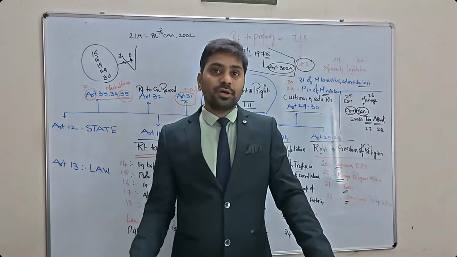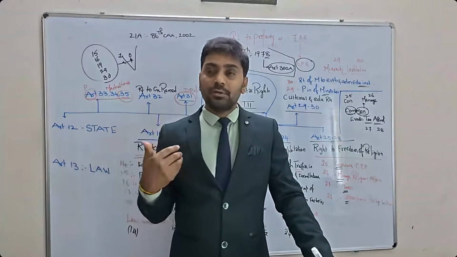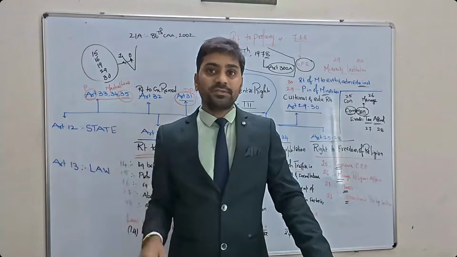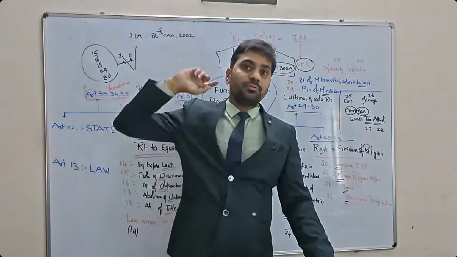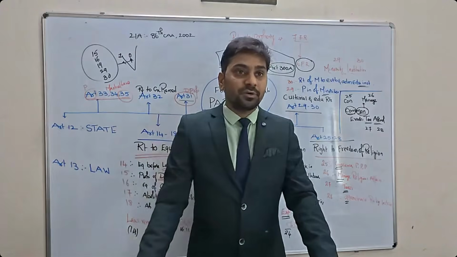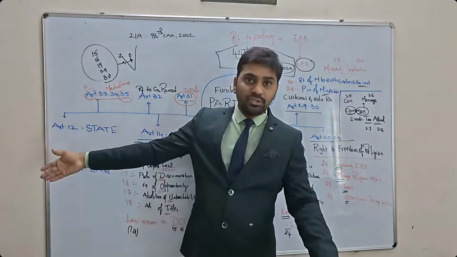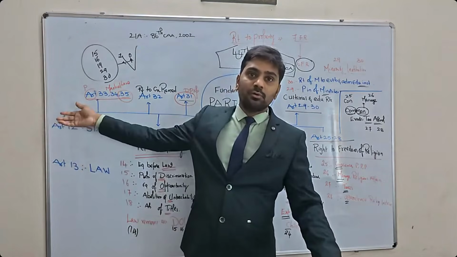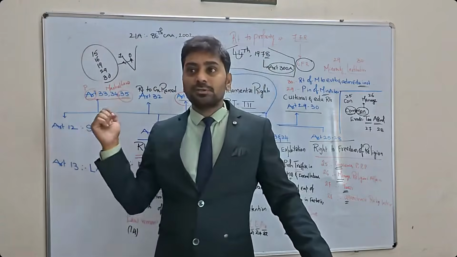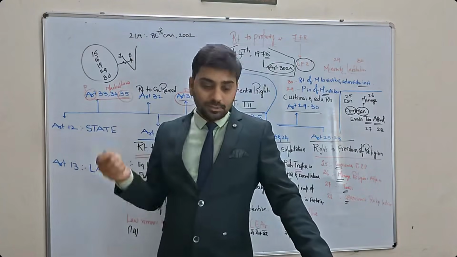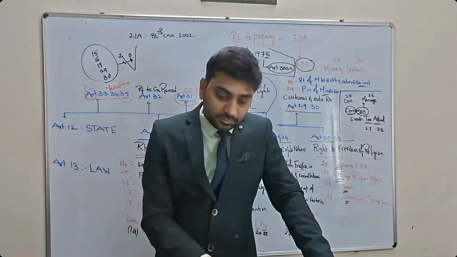You can go directly to the Supreme Court or High Court. But if this fellow is trying to kill me or has attacked me, this is personal. I cannot go directly to the Supreme Court or High Court saying my life and liberty is in danger. I have to go to the police, then the local court, then High Court, then Supreme Court. So this is called legal remedies. This is very important.